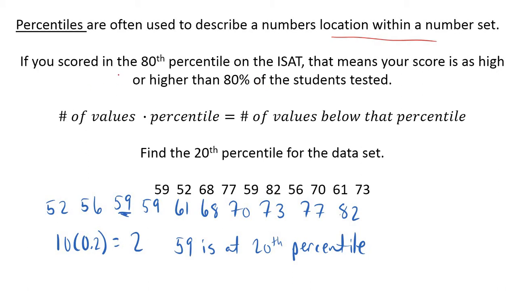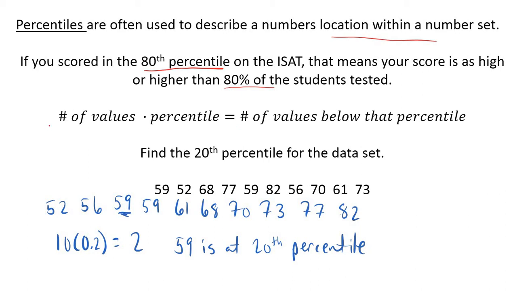For example, if you scored in the 80th percentile on the ISAT or ACT or whatever, that means your score is as high or higher than 80% of the students tested. It doesn't mean you made an 80% on the test. It means your score is higher than 80% of everyone who tested, okay?